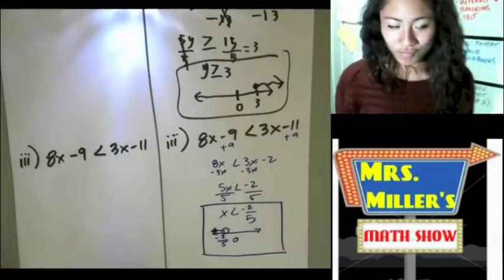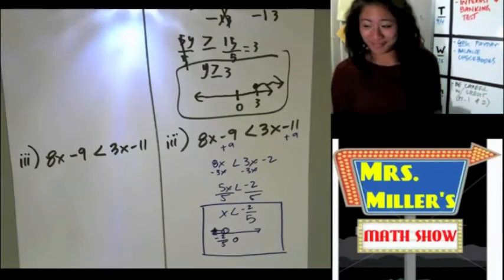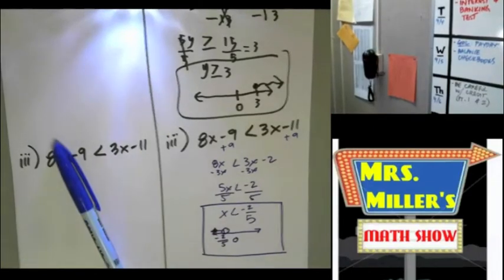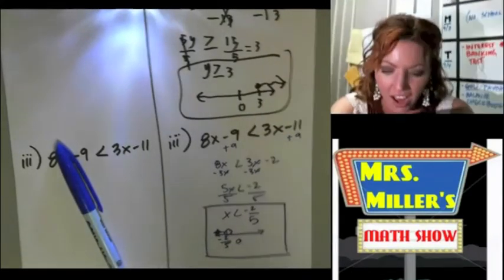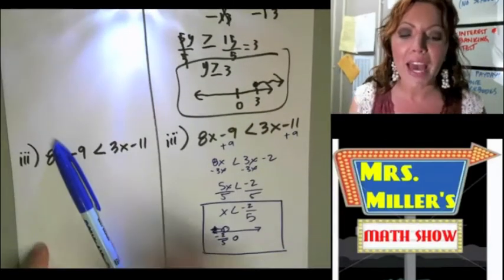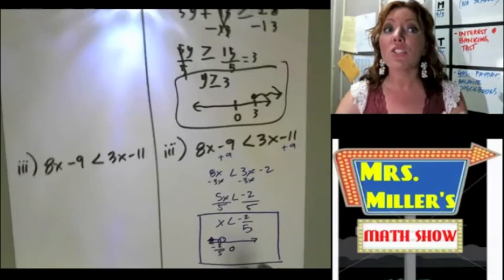Okay, clap if you agree with Alyssa. Yay! All right. Okay, so Alyssa got x is less than negative 2/5. Nicely done. Okay, so we have 2 other examples, and then we are finito.